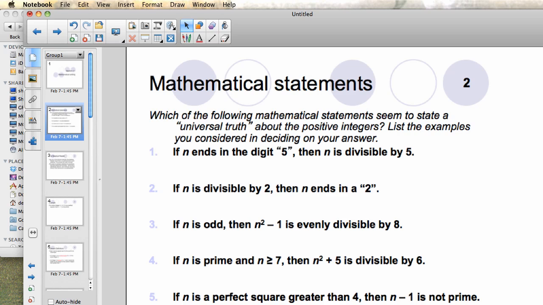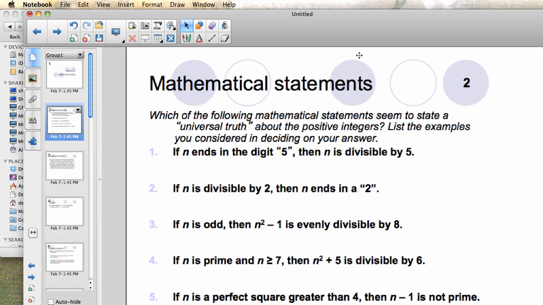Our conversation about mathematical proof starts off by considering several mathematical statements. These are statements of the form if P of n, then Q of n, that are proposed to be universally true. That is, we think that these are statements that may or may not be true for all, in this case we're limiting ourselves to the domain of positive integers. So the first part of the exercise is to take a minute and decide which of these statements you think are universal truths and which ones are not.